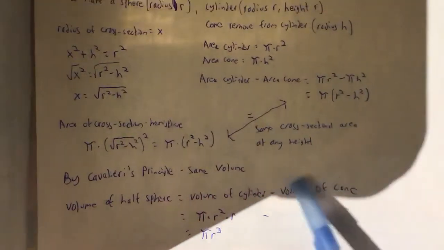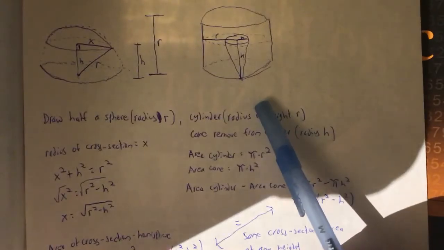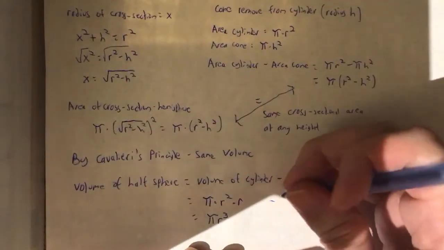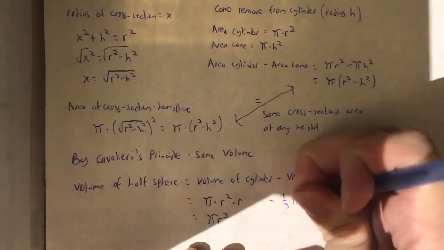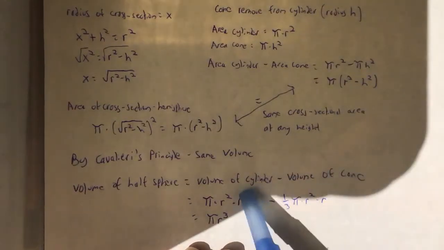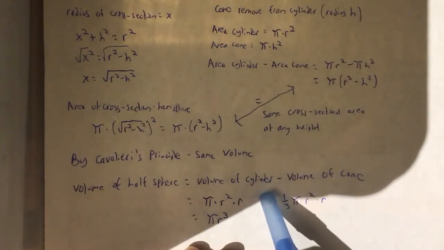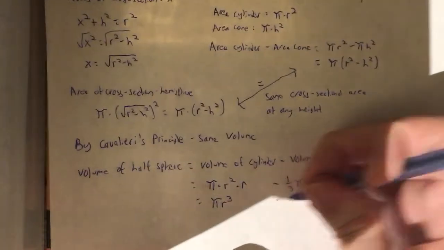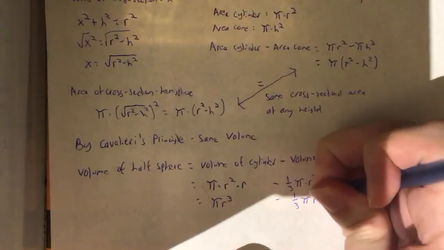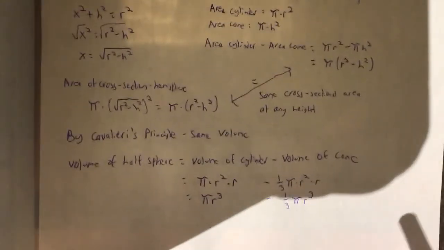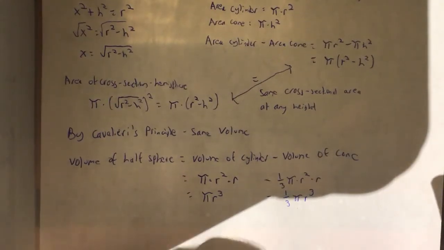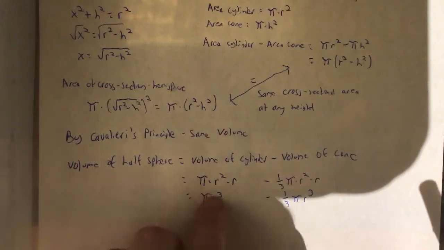And then the volume of the cone is 1/3 the volume of a cylinder. So this is just 1/3 pi r squared r. So remember, the cone is 1/3 the volume of the cylinder. This is just 1/3 pi r cubed. So now what I'm going to do is write the formula for volume of a half sphere in terms of these two.